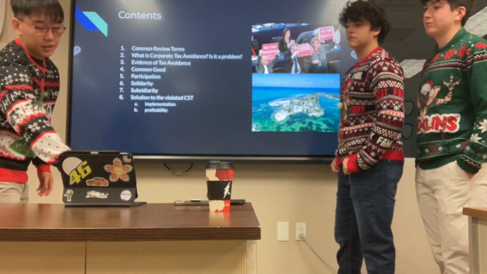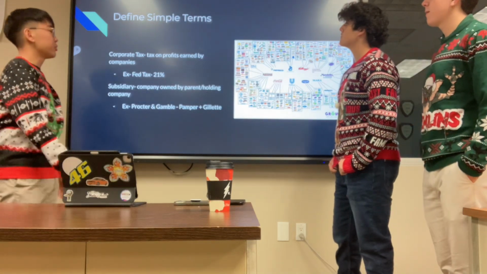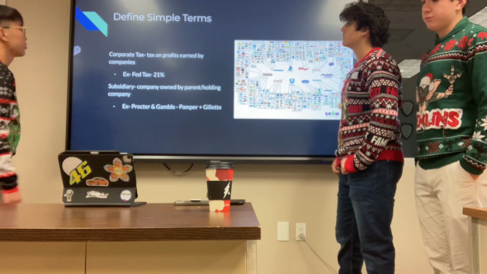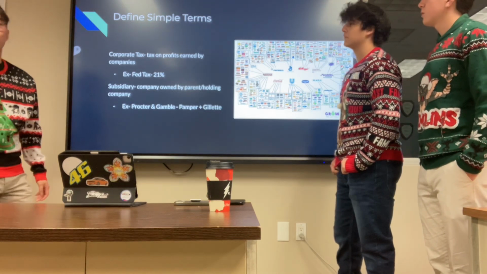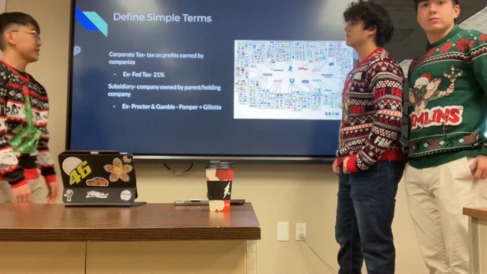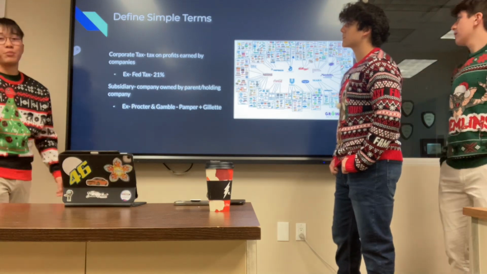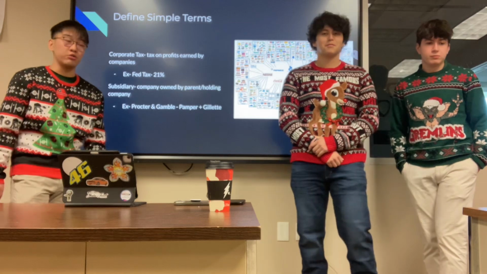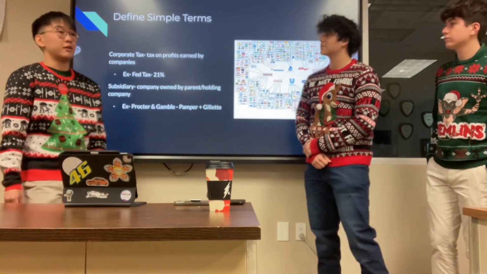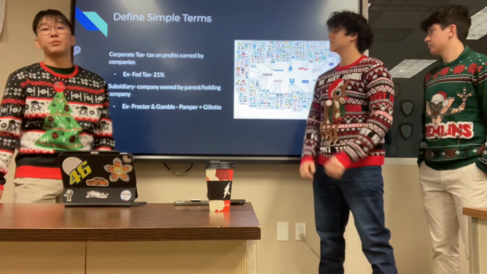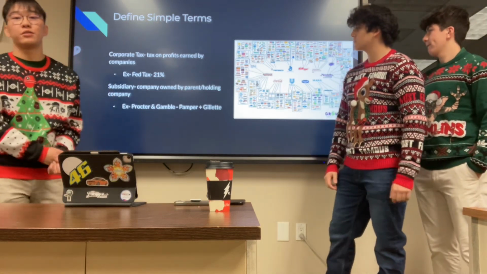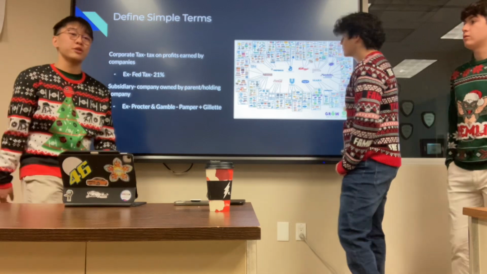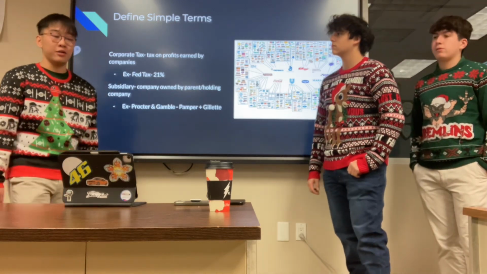So next slide. Simple terms that we have to define that we haven't learned so far is corporate tax itself. Corporate tax is basically the tax on profits a company has, and the corporate tax in the US right now is 21%. Corporate tax avoidance in this case would be to send their profits over to another country that has less tax on their profits, for example, Bermuda or Ireland.